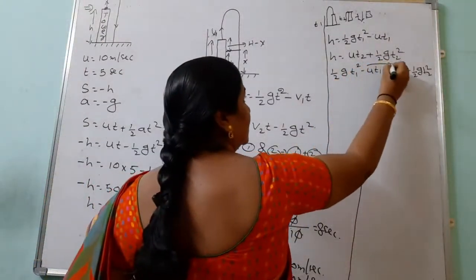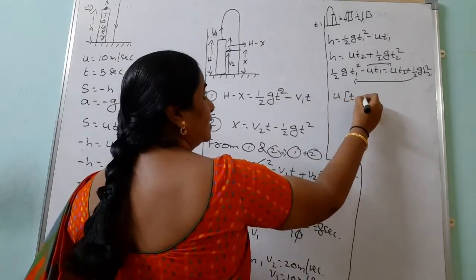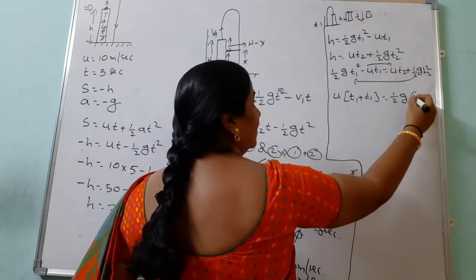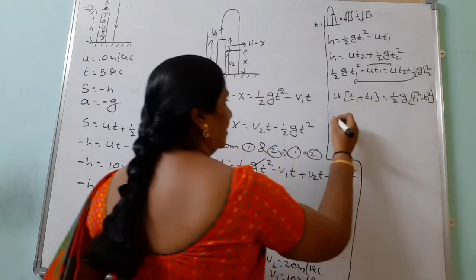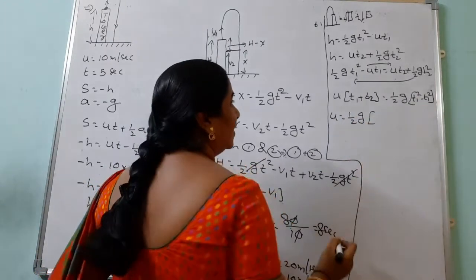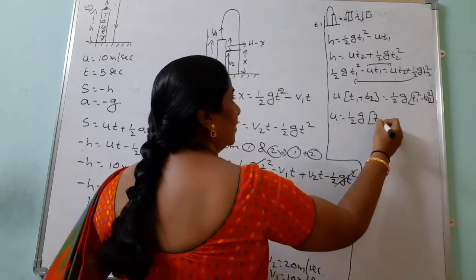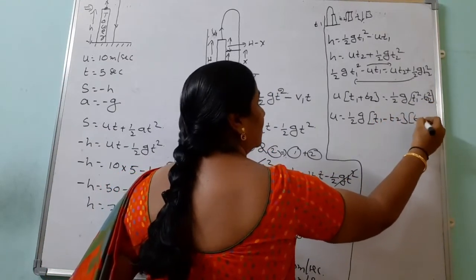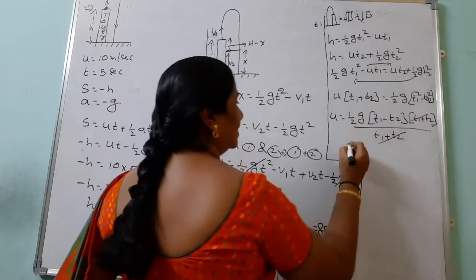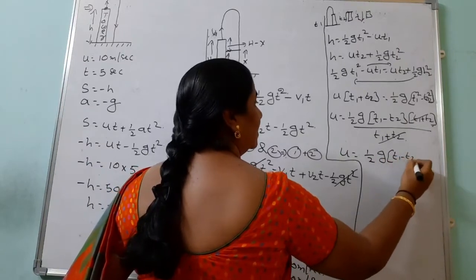With the help of this, we can find out the velocity. When we are sending this term to this side, u into t1 plus t2, and on this side half g is the common. It becomes t1 square minus t2 square. So u equals half into g into, a square minus b square formula, t1 square minus t2 square. So t1 minus t2, t1 plus t2 by t1 plus t2. So this one cancels. We know the velocity, u equals half into g into t1 minus t2.